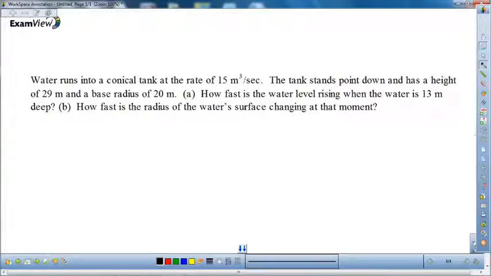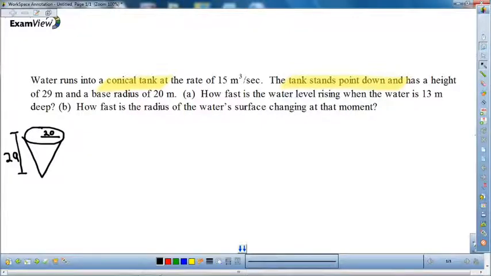So we have that the water runs into a conical tank and the tank stand points down. So that means that we have a cone, kind of like an ice cream cone, with the tank point down. The cone has a height of 29 and a radius of 20.